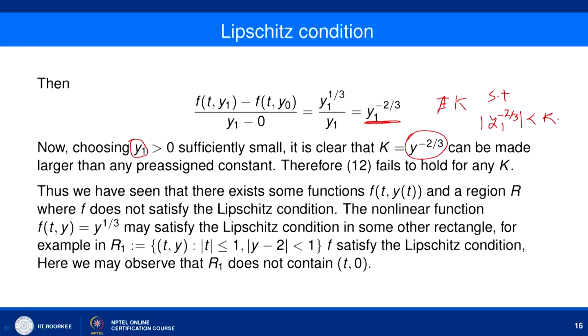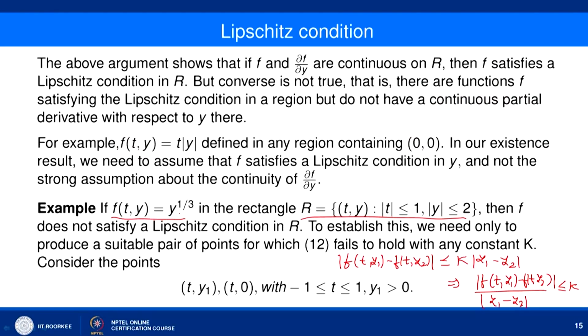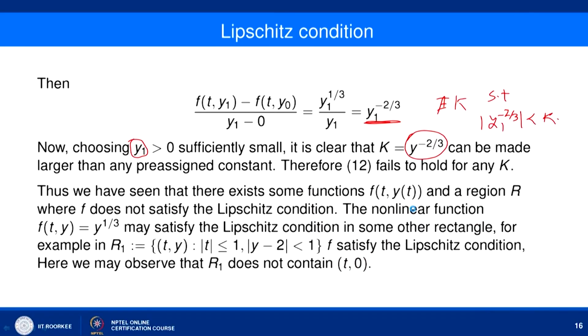If you produce any constant, we can take y1 small enough such that it is bigger than that constant. So, what we have seen here is that f(t, y), which is given as y to the power 1/3, is not satisfying the Lipschitz condition in this rectangle. First of all, there exists some function f(t, y) and a region R where f does not satisfy the Lipschitz condition.